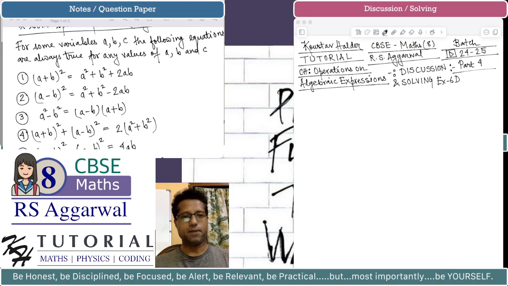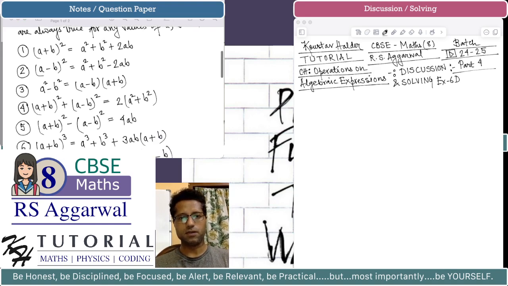Okay, (a - b) whole square is equal to a square plus b square minus twice ab. a square minus b square is equal to (a - b) into (a + b). The first three identities you are already familiar with and you might have already used in solving problems. Now the fourth one says that (a + b) whole square plus (a - b) whole square is equal to twice of (a square plus b square).